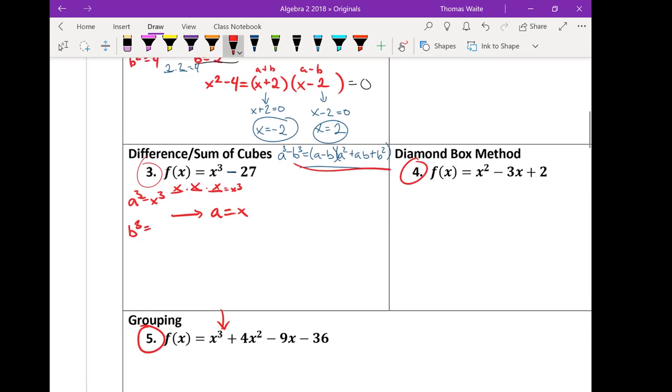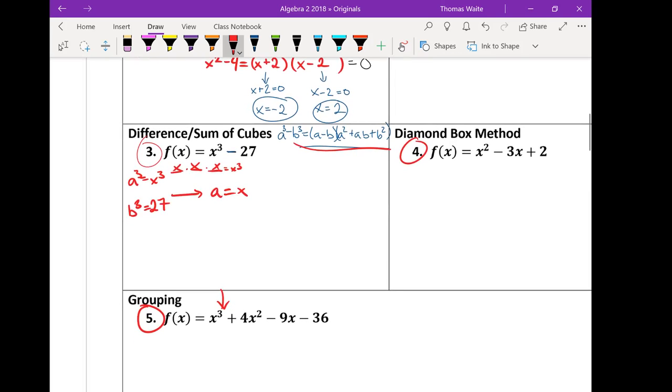b cubed is equal to 27. I'm saying something times something times something equals 27. If I wasn't sure, I could check. Maybe I'd try 2 times 2 times 2. Well, that's going to be 4, 8. Nope, that's too small. Try a bigger number, 3 times 3 times 3. 3 times 3 is 9. 9 times 3 is 27. Yep. So based on that, b would be equal to 3.